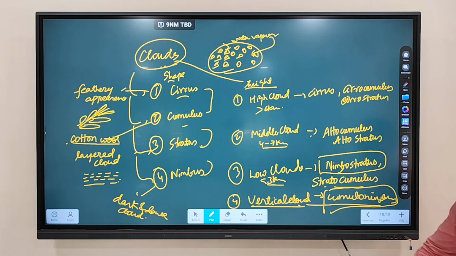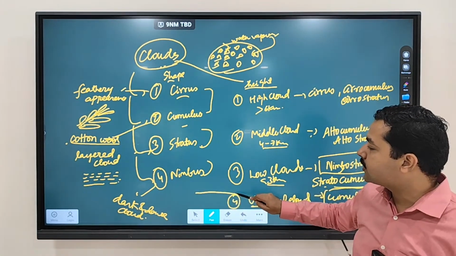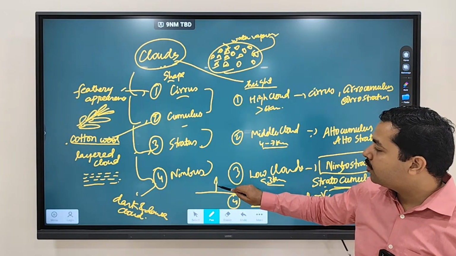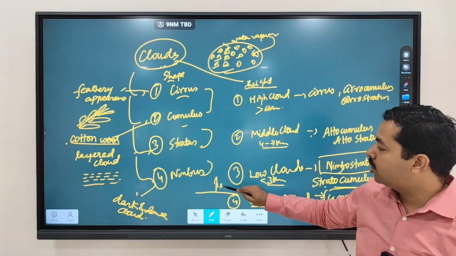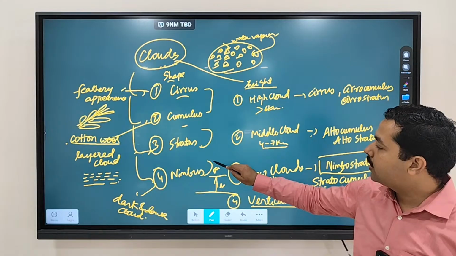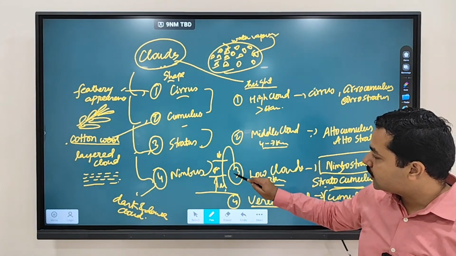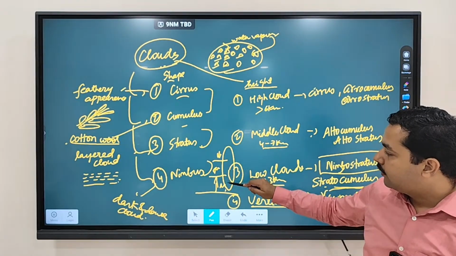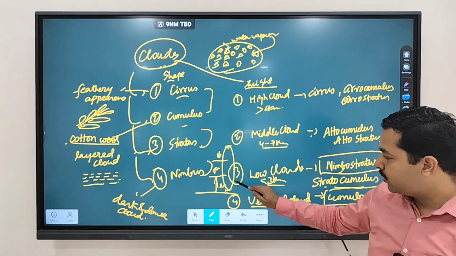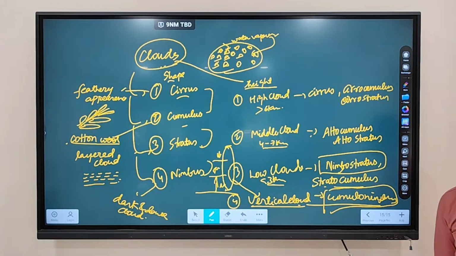But some clouds are different. Let's say this is the Earth surface. If it is within 3 kilometers, we call it what? Low cloud. Then middle cloud. Then what will happen? High cloud. But if you have a cloud like this, which is extending from the base till the top, such type of clouds are referred to as vertical clouds. So cumulonimbus type of clouds are referred to as vertical clouds.